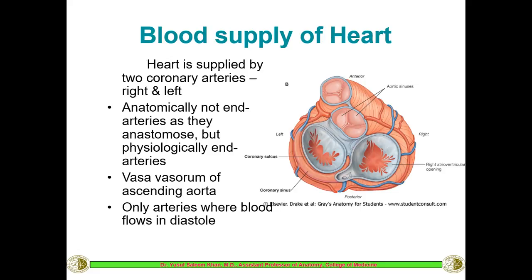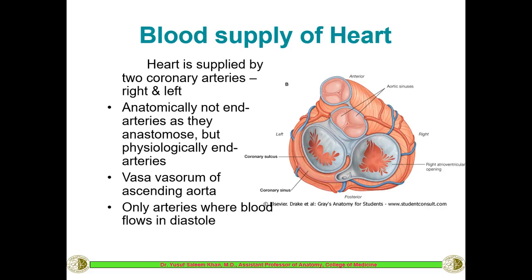Now let's discuss the blood supply of the heart. The heart is a structure which supplies the whole of the body, right? It pumps blood to all parts of the body. But the wall of the heart itself also needs a blood supply. So the heart is also supplied by some special arteries which are called coronary arteries.